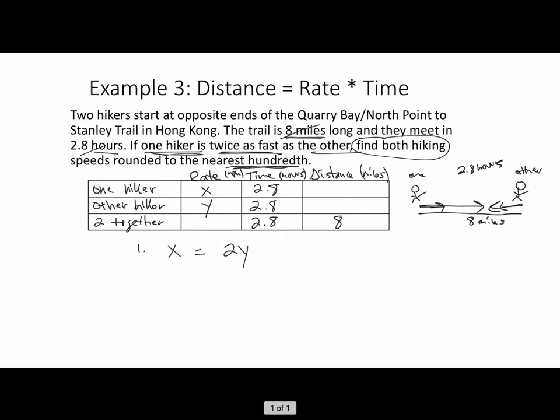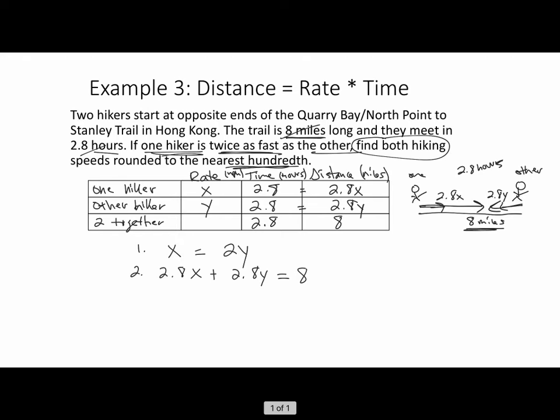So let's finish filling in the table. Rate times time equals distance. x times 2.8 is 2.8x. And y times 2.8 is 2.8y. So that's this distance, 2.8x, and this distance, 2.8y. And if you take the total, then that's going to give you 8 miles, right? Because it's 8 miles altogether. So that's our second equation. All right. We have our system. We just need to solve this system.